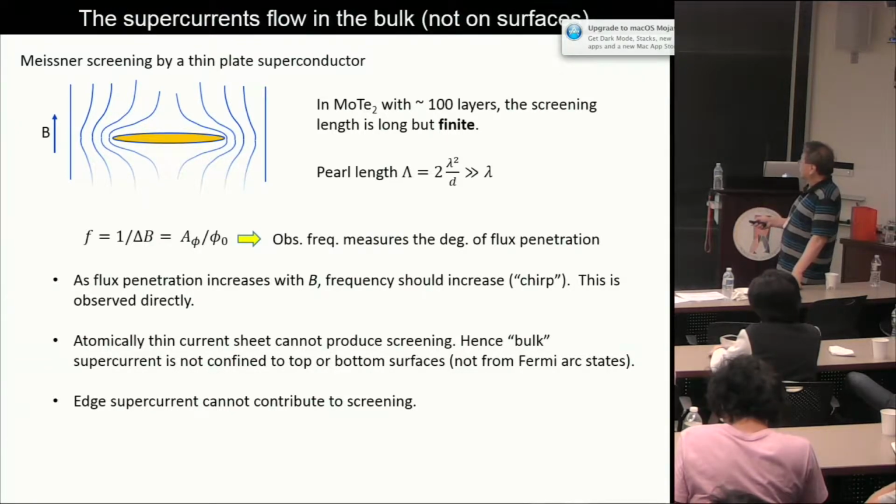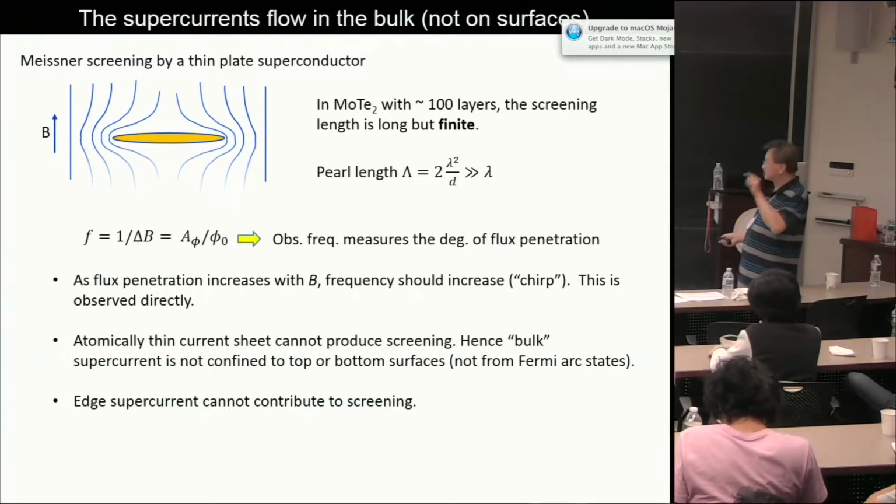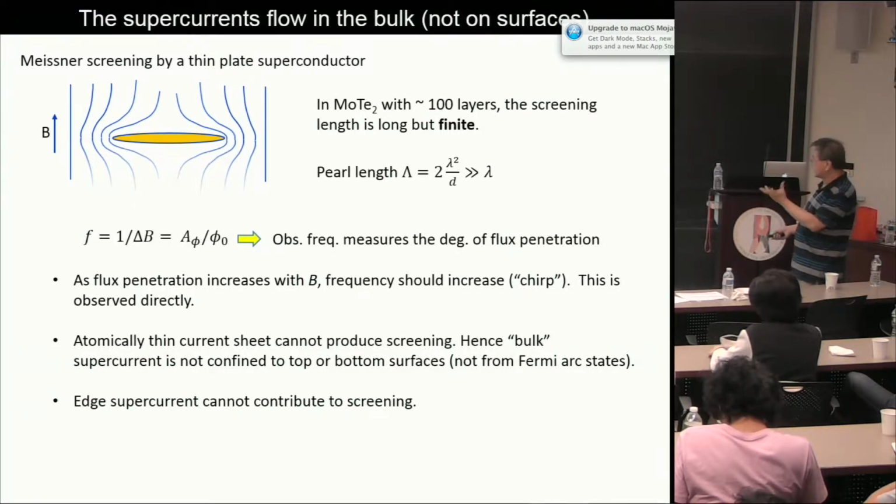Anyway, this is saying the same point, that if this were a single monolayer, a single atomically thin layer, then there would be no screening. Right? That's an important point. But the fact that we see screening means that the bulk supercurrent continues to screen, although in a very weak fashion, whereas an edge supercurrent does not contribute to screening.